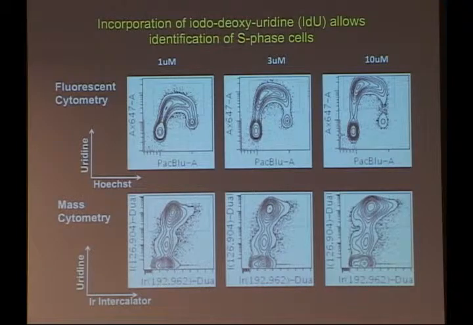But when we do it by mass cytometry, we don't get that horseshoe again, because we don't have enough resolution with the iridium, but we can clearly pick out the S phase cells. We can actually do this with relatively low concentrations, though we usually work with the standard 10 micromolar that people use for BrdU and IdU experiments.